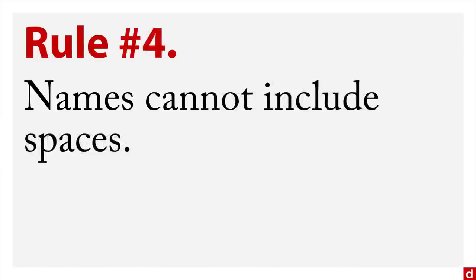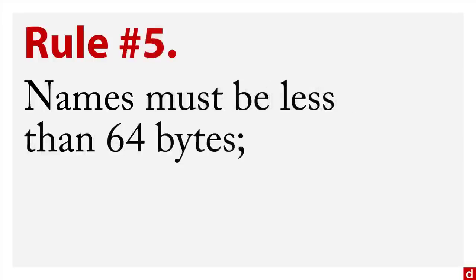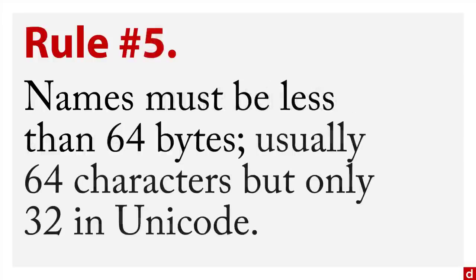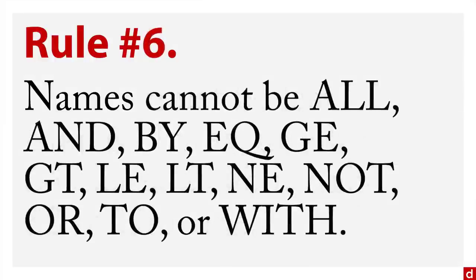Rule number four, names cannot include spaces. And rule number five, names must be less than 64 bytes. In most text coding systems, that's 64 characters. But if you're using a Unicode system, that might be only 32 characters. And the last rule, rule number six, is the names cannot be any of these words: all, and, by, EQ, GE, GT, LE, LT, NE, not, or, to, or with, because those are all reserved function names within SPSS. So don't create that confusion.